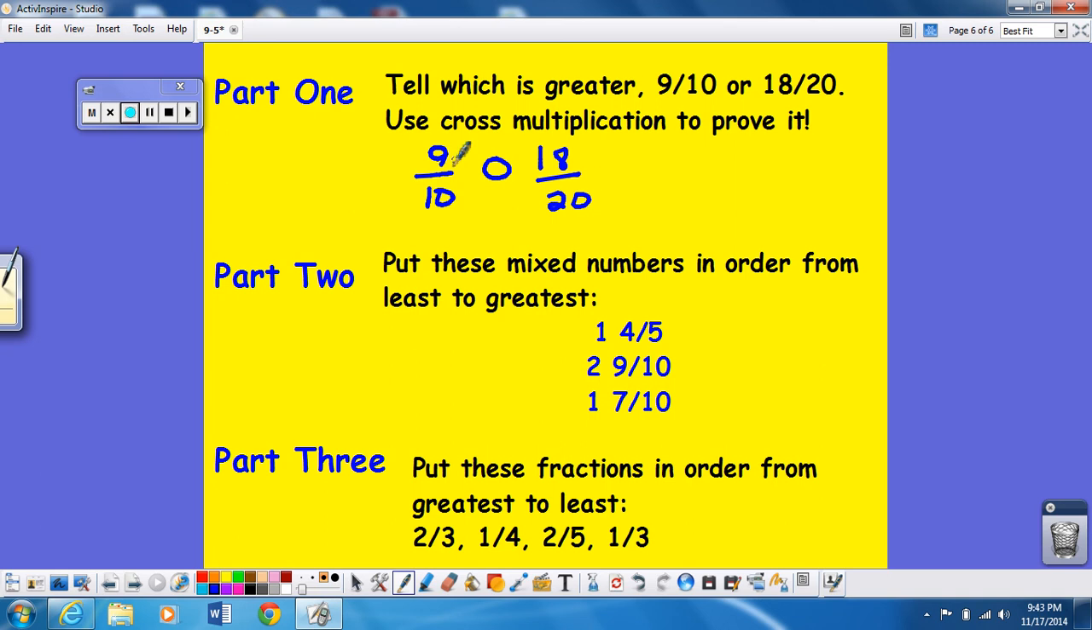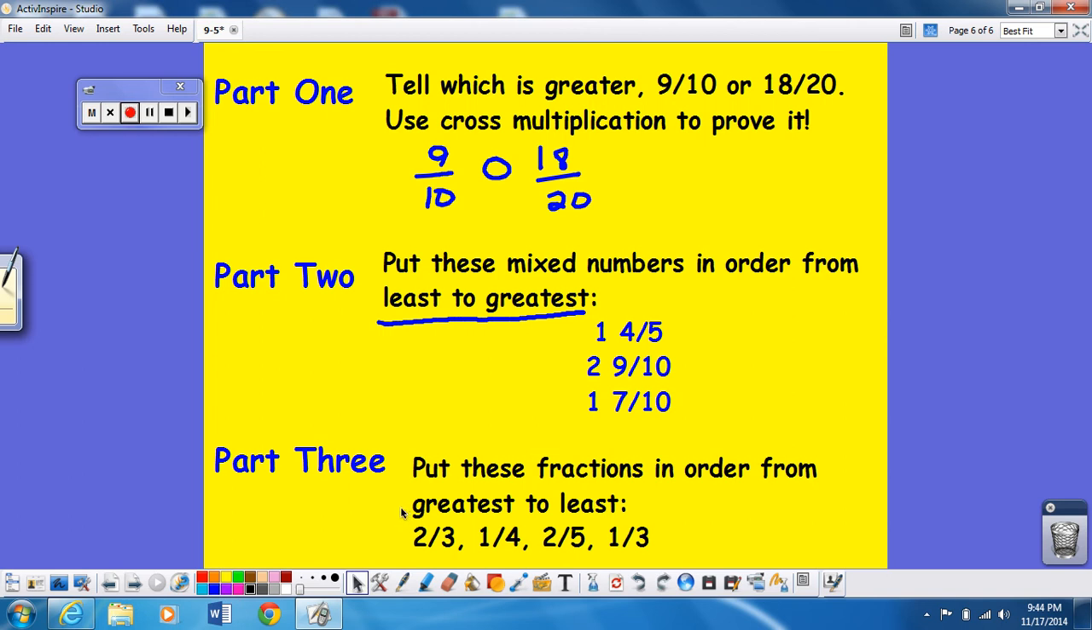Remember, we're crossing over. Part 2, I made 3 mixed numbers that I'd like you to put in order from least to greatest. So start with the smallest, go to the largest. I bet you can tell already what your largest is going to be. And then part 3, I did 4 proper fractions that I'd like for you to put in order from greatest to least.